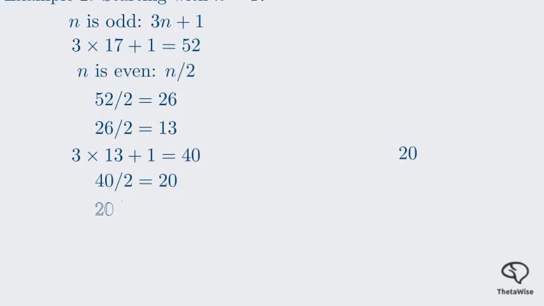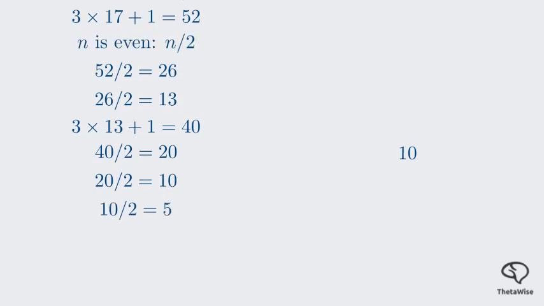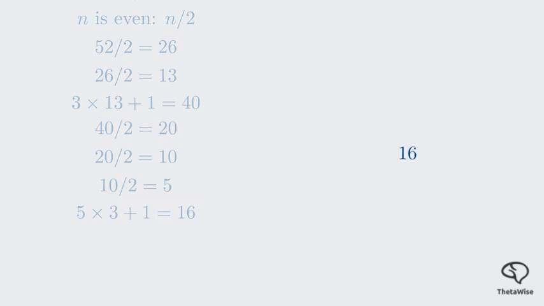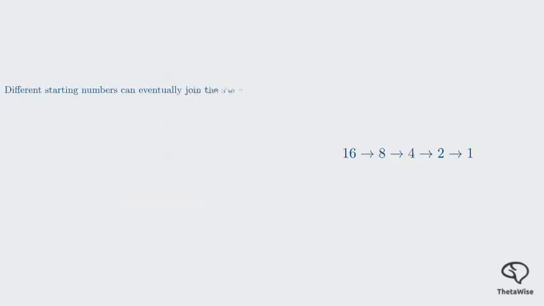20 is even. Divide by 2 to get 10. 10 is even. Divide by 2 to get 5. 5 is odd. Multiply by 3 and add 1 to get 16. Sound familiar? Yes, once we hit 16, we know the rest of the sequence will be 8, 4, 2, and finally 1. This shows that different starting numbers can eventually join the same path.